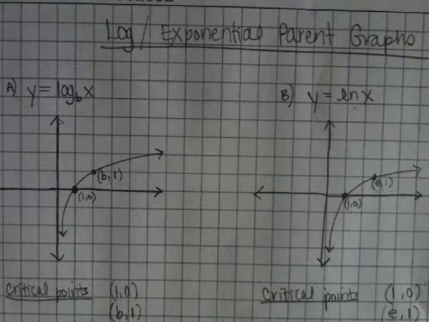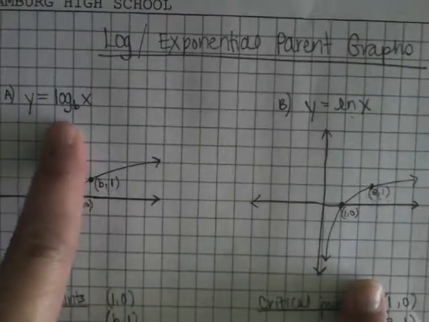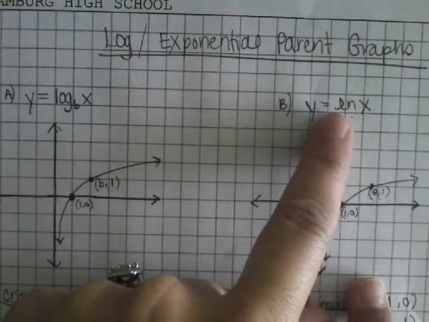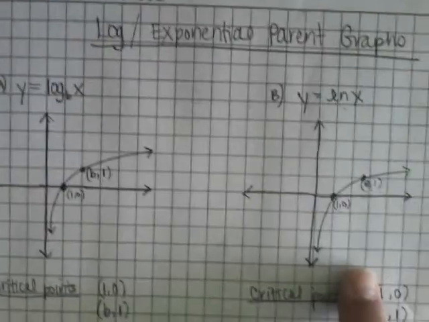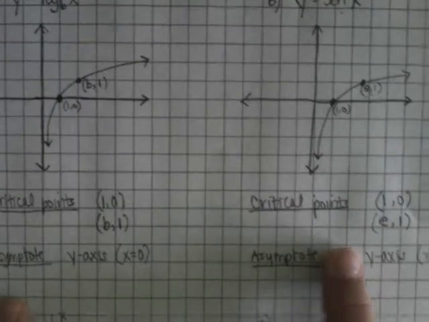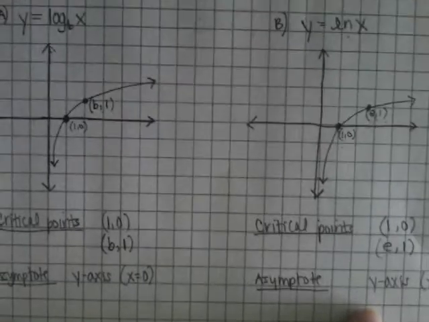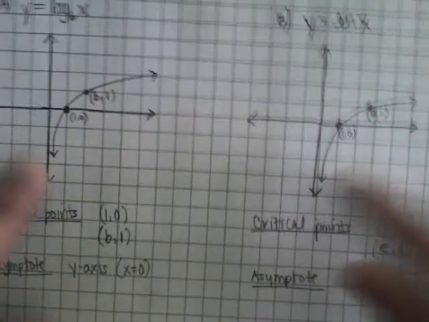Knowing what they look like. So on the front here, I have the four parent graphs: the 2 log graph, the basic log graph with any base of b, and the natural log graph, which obviously has a base of e. And you always have two critical points and an asymptote. So with log functions, your asymptote's the y-axis.